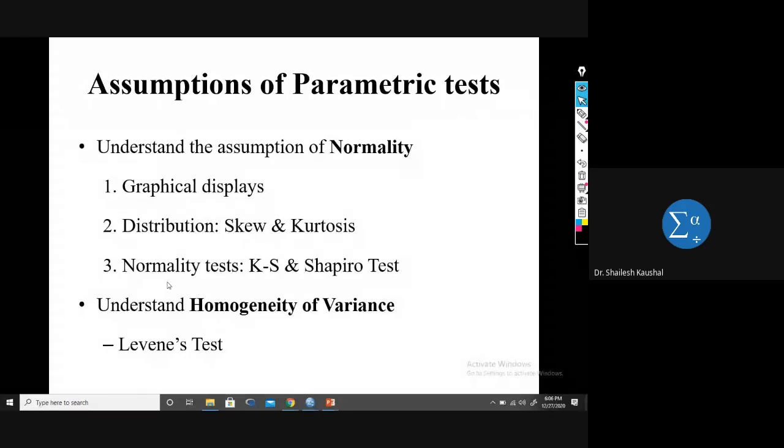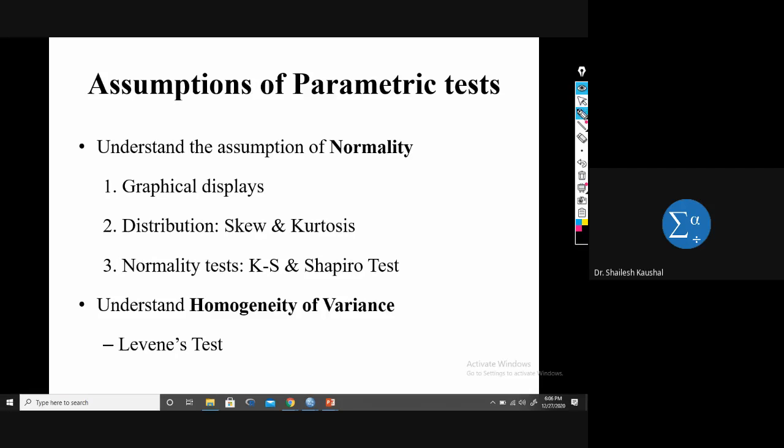Okay. Now the third is the normality test, with KS test. We perform the KS and Shapiro test. Through this test, the p-value should be greater than 0.05. Okay. If the value is greater than 0.05, it means our data is normally distributed. If it is less than 0.05, it means data is not normal. So this is the condition of normality.